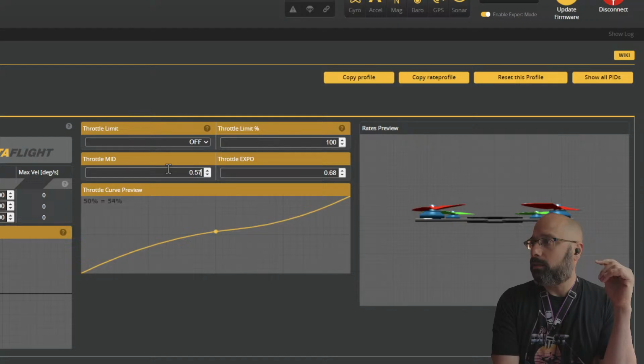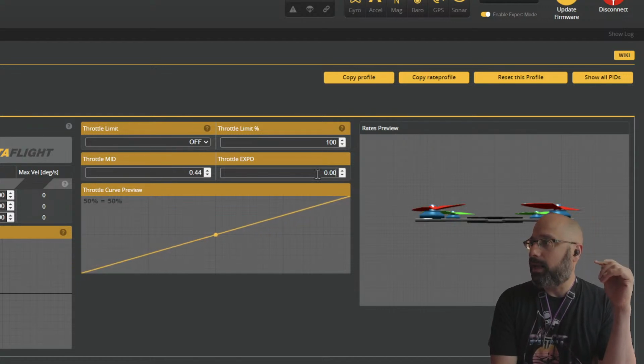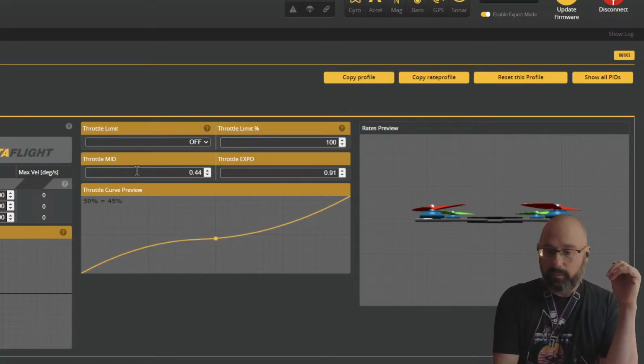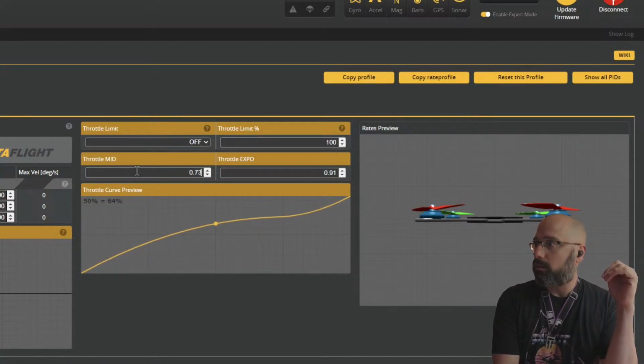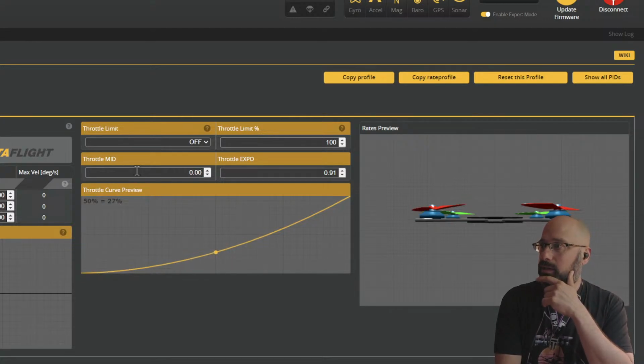Can I do that? You move the midpoint down. How do I do it? Is it negative throttle? I can't remember. I never do this, so I can't remember. It's not negative. No, you can't do negative. How do you do it? You push that throttle mid. Have they changed how this works? Why is the throttle mid not... Yeah, it's like that. Is that it? I think that's it. I'm not sure.